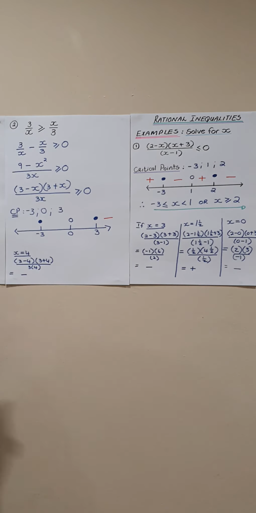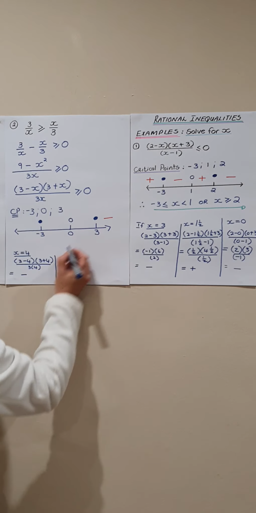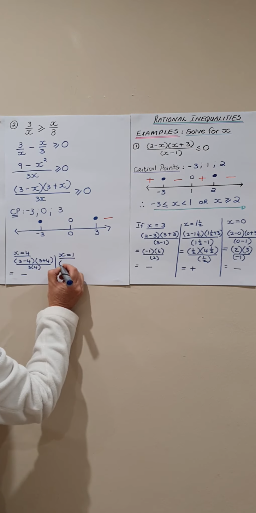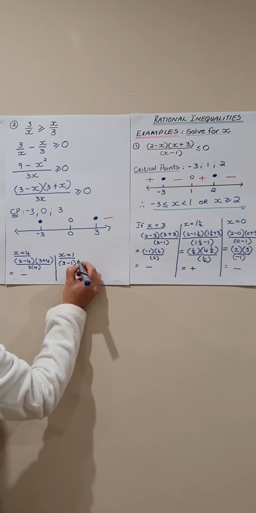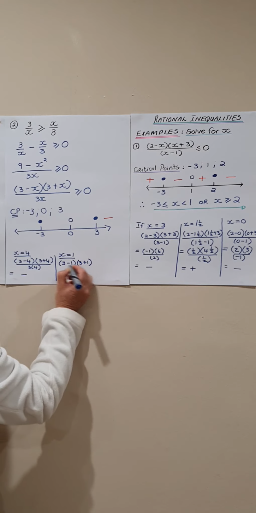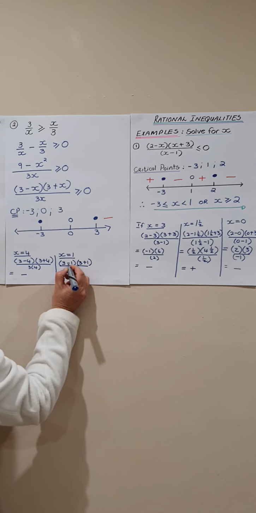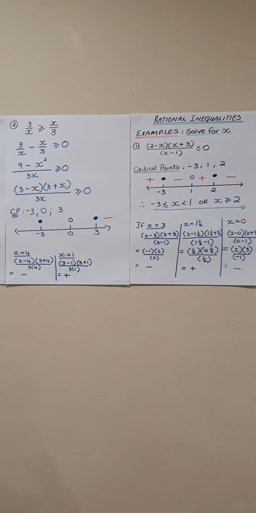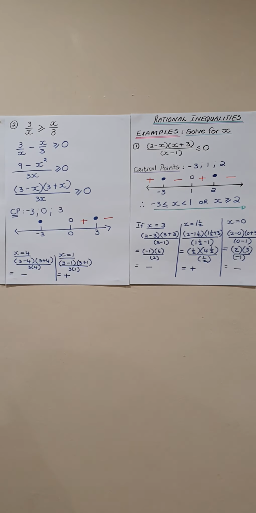Alright? What would happen if I have between 0 and 3, let's say x is 1. Okay, so if x is 1, I'm going to have (3 minus 1)(3 plus 1) over 3 times 1. And all of those, it's a positive, positive, positive. So my answer there would be a positive. So these are going to be positive values.